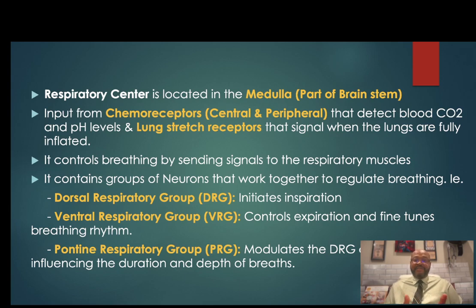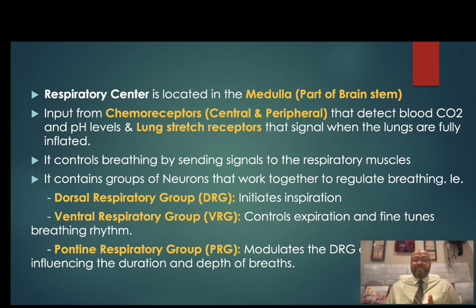So the respiratory center, as I mentioned, is located in the medulla, the part of the midbrain. It gets its signals from chemoreceptors. There are central chemoreceptors, which are more in the brain, and peripheral ones, which are more in the peripheral circulation. They detect the blood carbon dioxide and pH levels, especially the central chemoreceptors. The peripheral ones tend to notice the oxygen levels, and there are also lung stretch receptors located in the lungs that send signals that tell the brain when the lungs are fully inflated to initiate expiration.